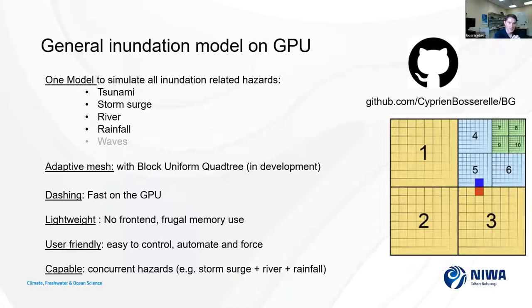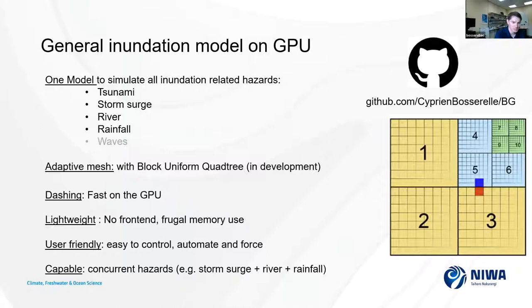We decided to create a model that would be good to simulate different inundation hazards, whether it's tsunami, storm surge, river, rainfall, or even waves. Here I grayed out the waves part because we see that as future work, so it's a bit more complicated.